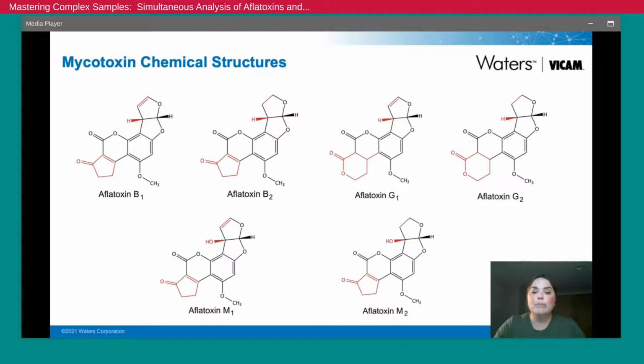Aflatoxins are produced by two species of the genus Aspergillus, Aspergillus flavus and Aspergillus parasiticus. Aflatoxins are genotoxic and carcinogenic and can cause both acute and chronic toxicity in humans. Aflatoxin B1 and B2 differ by a double bond, and the same is true for aflatoxin G1 and G2, along with M1 and M2. Corn, cottonseed, peanuts, and tree nuts are main crops affected.